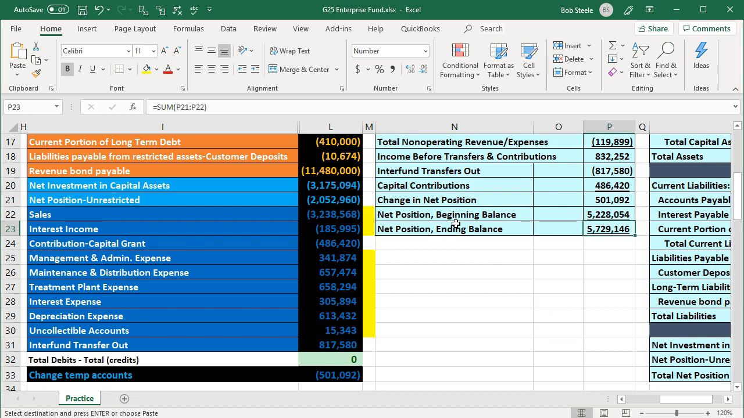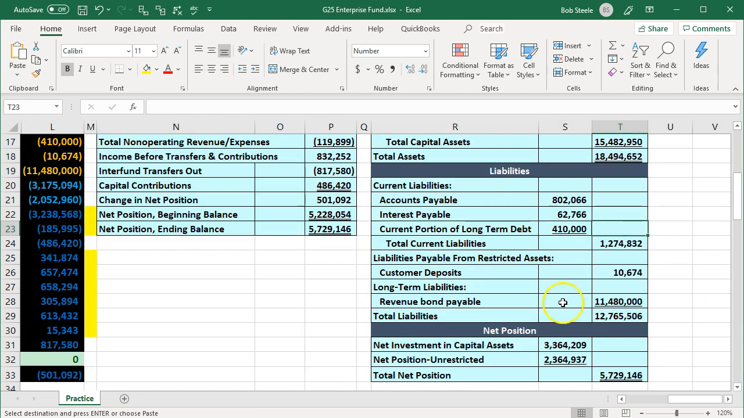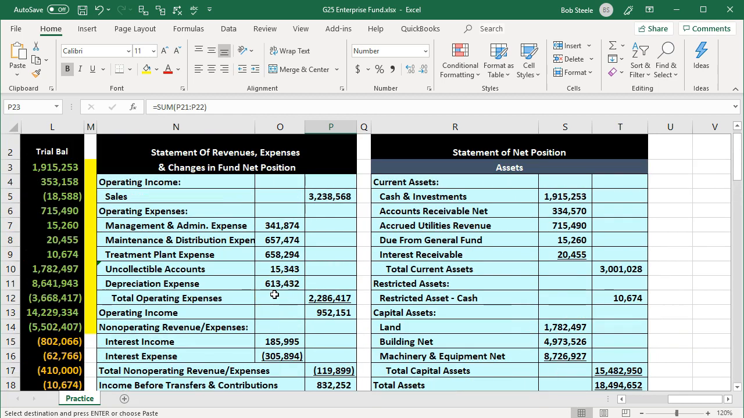Now that number is going to be on the balance sheet. If we go to the balance sheet, we see the balance sheet shows the 5,729,146, as shown there. So we can see how these two tie out.